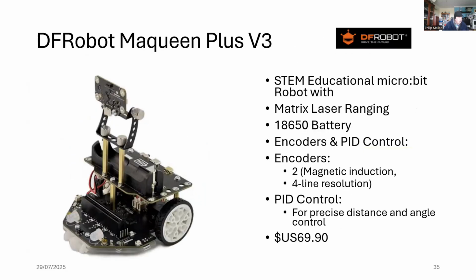And here it is with the DF robot McQueen Plus, and it's quite adequate for the PID control of the motors, together with additional sensors.